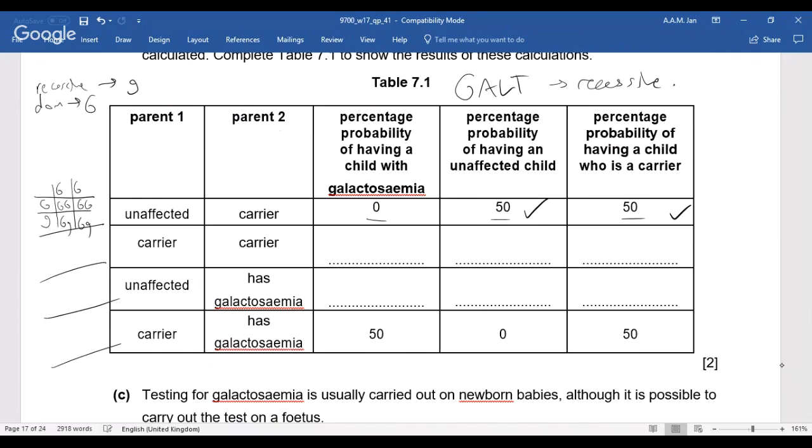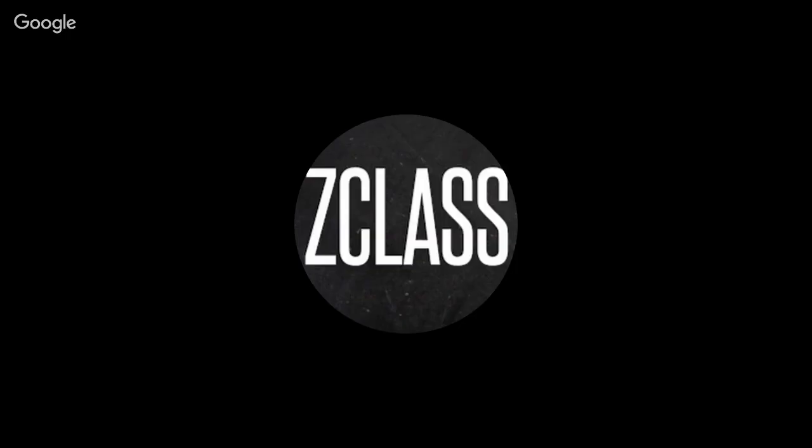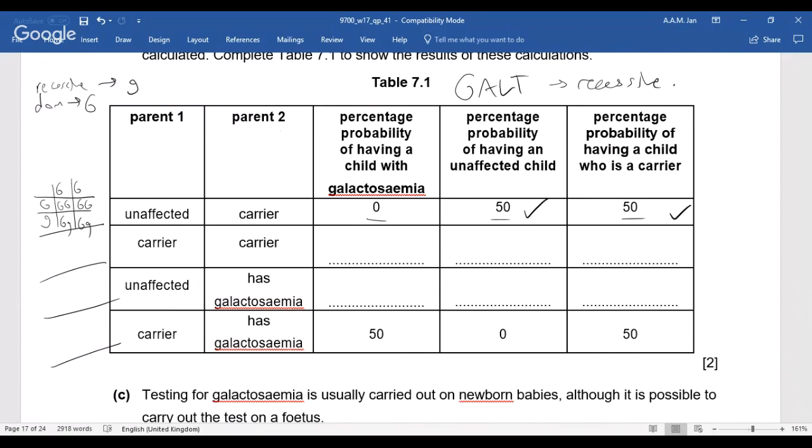Do you have answers for these? So, for instance, if it was carrier versus carrier, you would have, but you get what I mean. You would cross for each one, and you just count them. One phenotype is 25%, two phenotypes 50%, et cetera. You should get 25, 50, 0, 100. Are you guys happy with that?